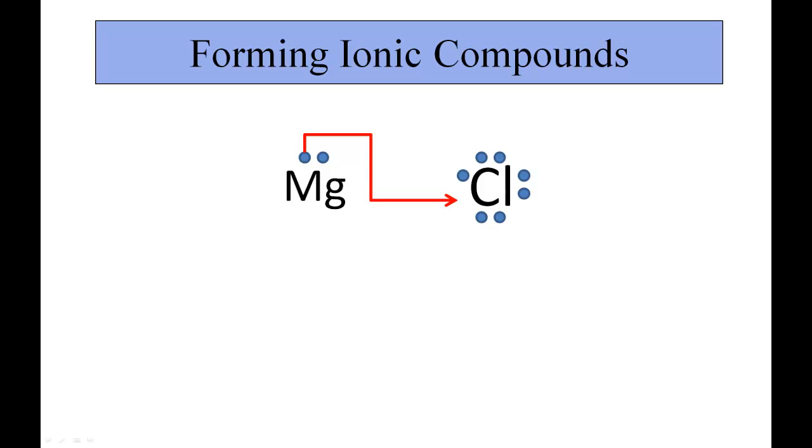Here's another example with magnesium and chlorine. Magnesium, of course, wants to lose 2 electrons, and chlorine would like to gain 1 electron. So magnesium will transfer that 1 electron to chlorine, like so. Now magnesium has a +1 charge, and the chlorine has a -1 charge.